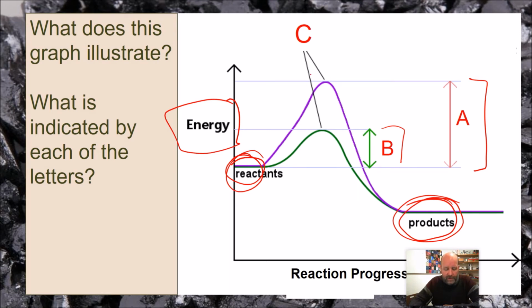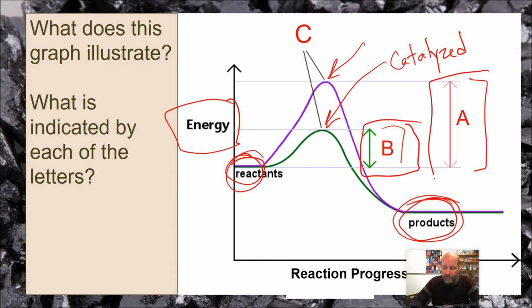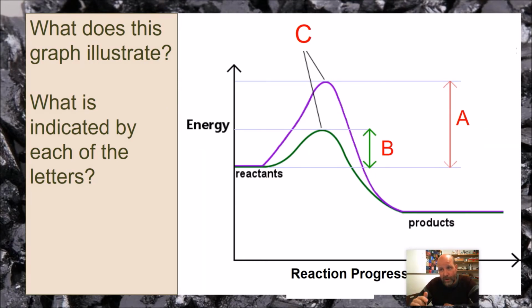So this peak here, this is the activation energy of the original reaction. This is what using a catalyst does. So a catalyst, this is the catalyzed reaction. The amount of energy required for the catalyzed reaction is much less than the uncatalyzed reaction. You'll see a graph like this often, but you should be pretty comfortable with this graph.